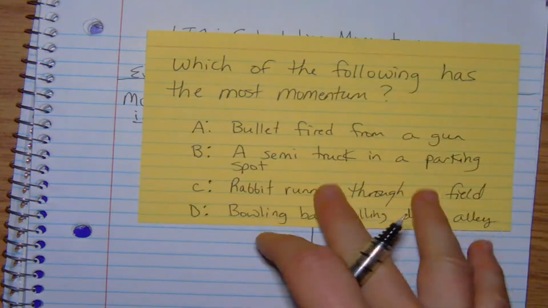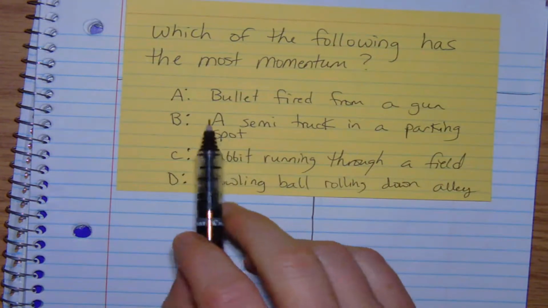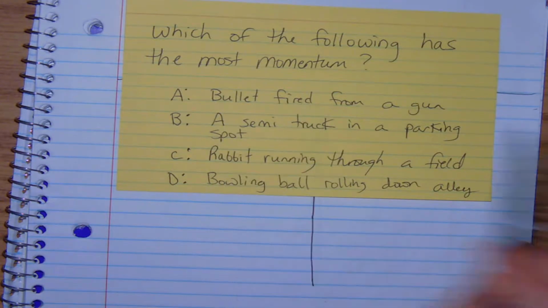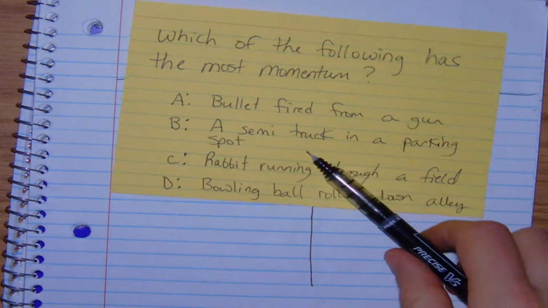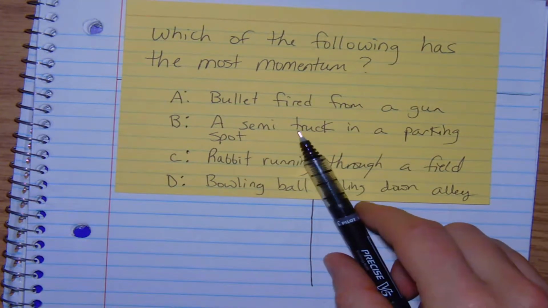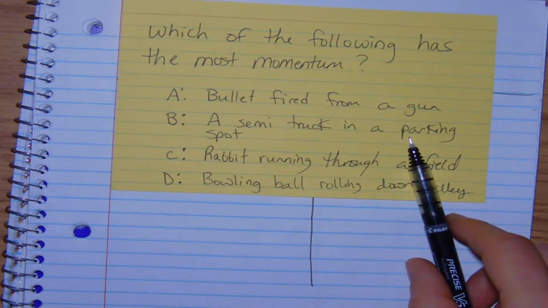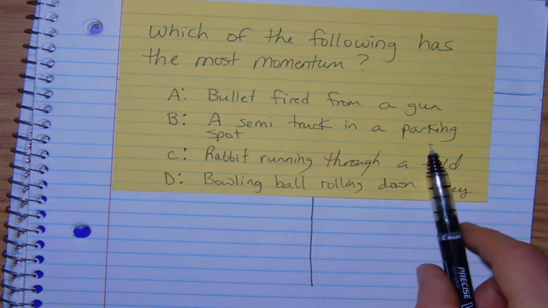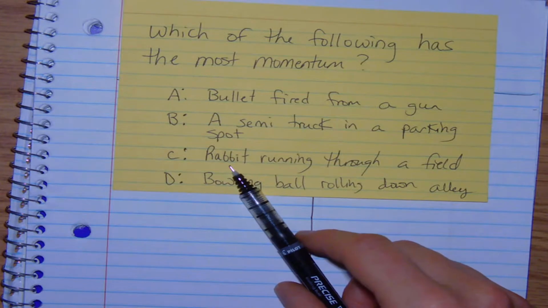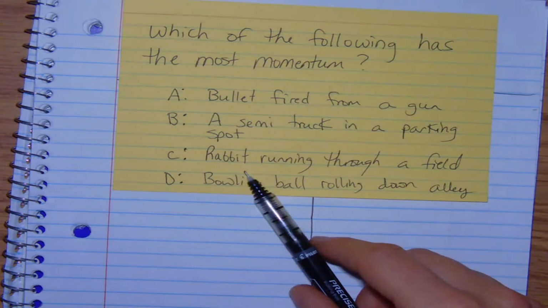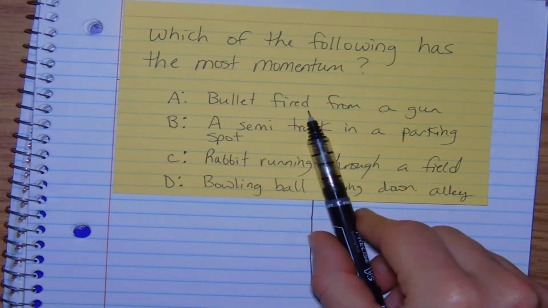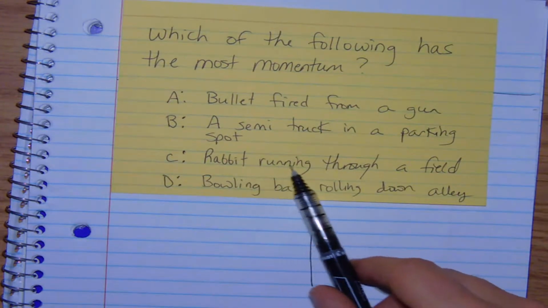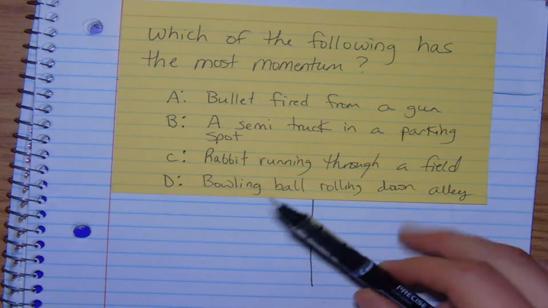So if we go back to this, we've got a situation where a bullet's little, but it's fast. Keep that in mind. Small mass, but a huge velocity. A semi-truck in a parking spot has a really big mass, but it's not moving. A lot of inertia, no momentum. A rabbit has a little bit of mass. They're quick relative to us, but they're nowhere near the velocity of a speeding bullet. So yes, it has momentum, but it probably isn't going to win.